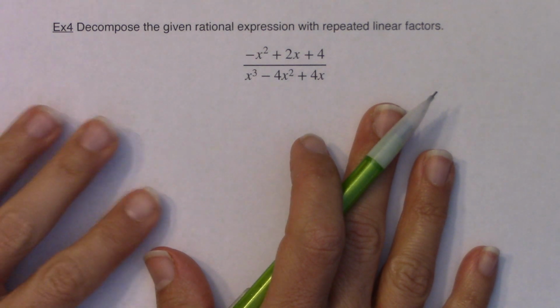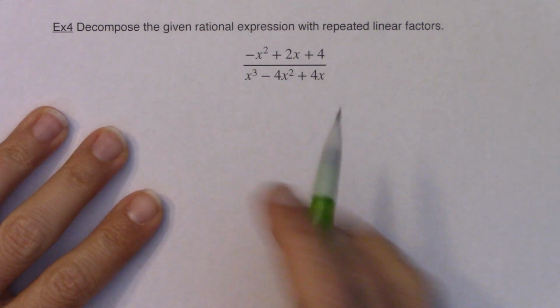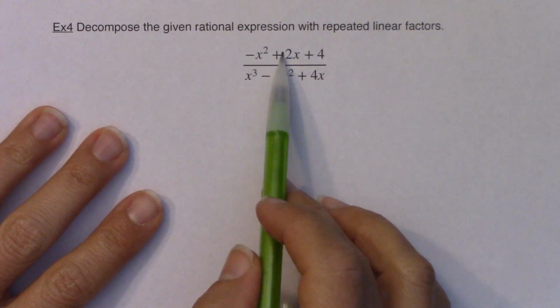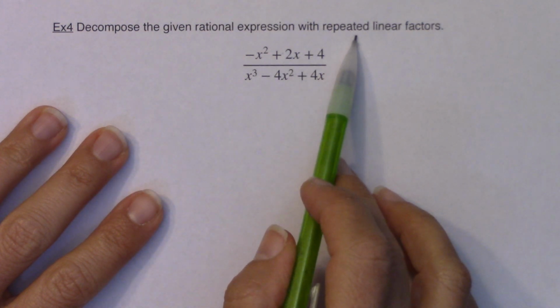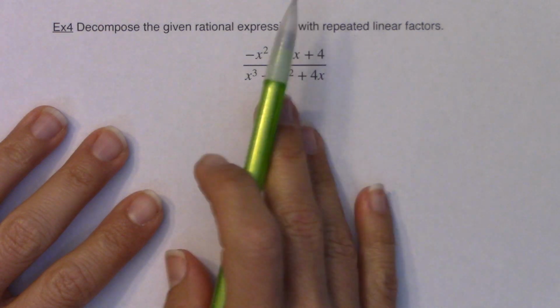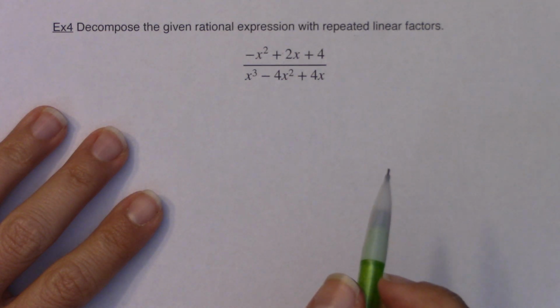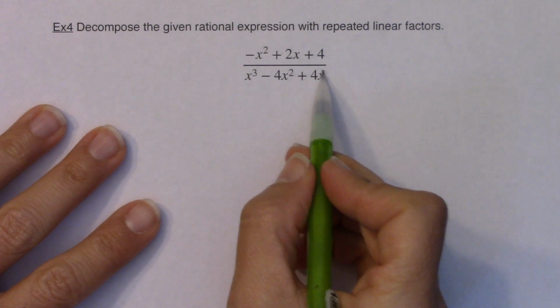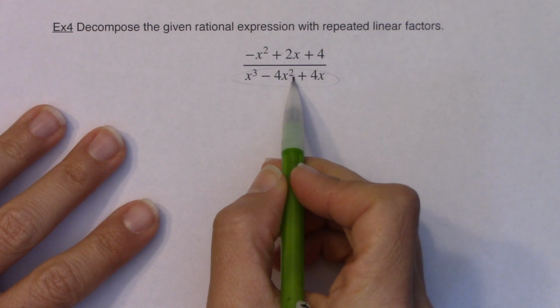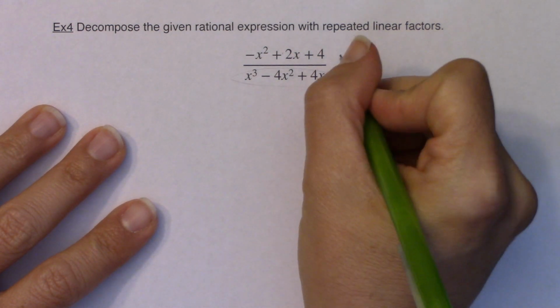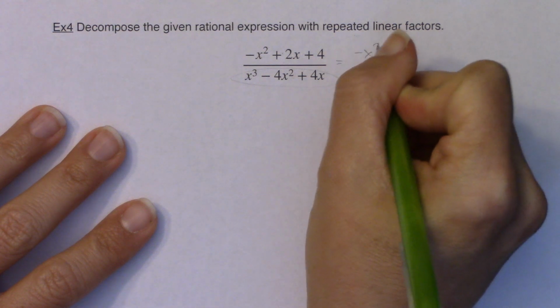Folks, let's go ahead and take a look at example 4. I'm going to decompose this rational expression, and I'm being told it's repeated linear factors. So let's take a look at what we got here and see if we can break down this denominator. That's where I'm going to start. I'm going to leave my numerator alone for right now.